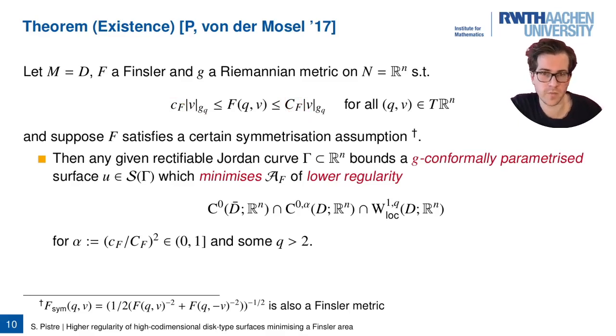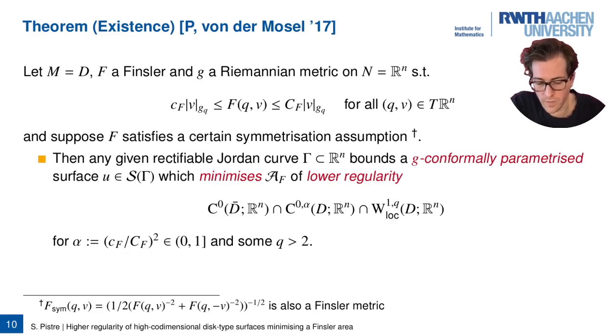And also we need some symmetrization assumption, which is not so important here. So let's skip that. But then we have that for every rectifiable Jordan curve, we can find a minimizer of this functional, which is conformally parametrized. So conformal parametrization means that if you have a rectangular grid on your domain and you take the map, then it will also be a rectangular grid on the surface. And the regularity that you obtain here from this theorem is that it's continuous up to the boundary, it's Hölder in the interior, and locally it's a bit better integrable. And the Hölder exponent depends on these two constants up top.